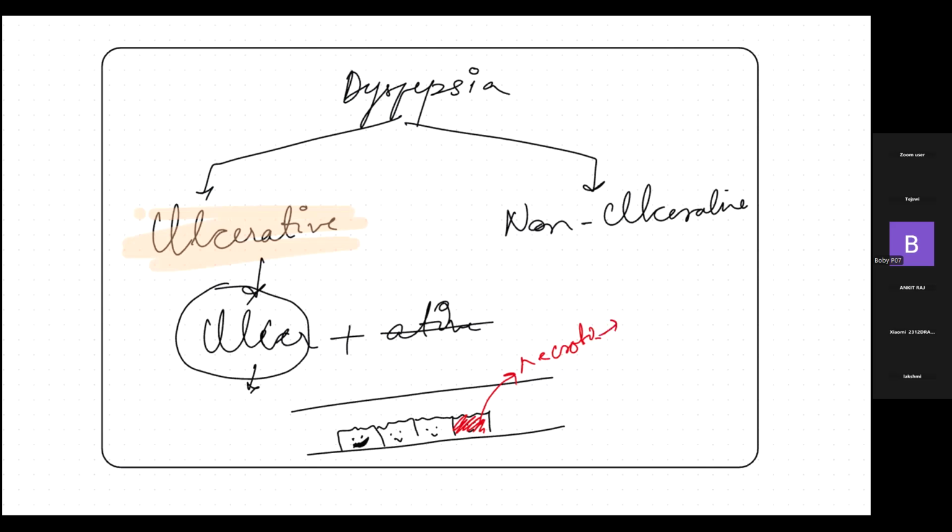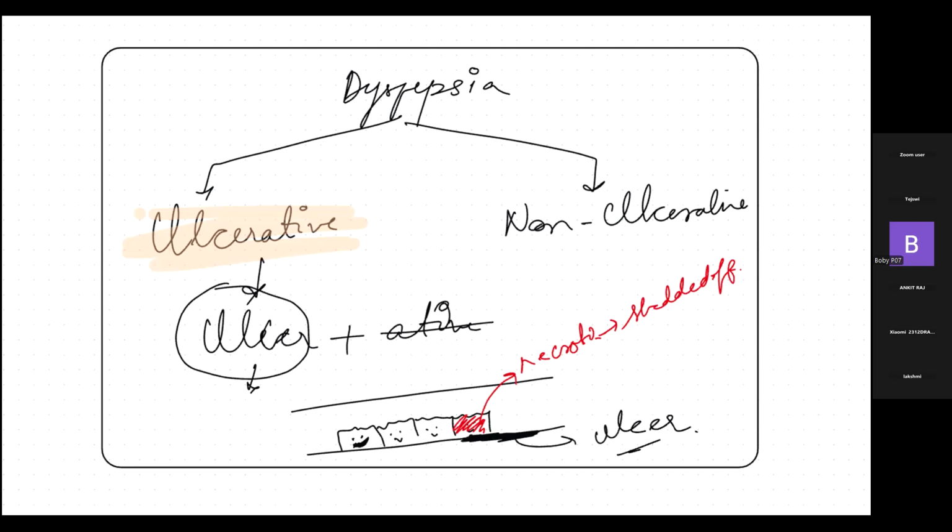Once this cell gets shed off, what will happen? There will be a gap left, isn't it? So let's suppose a gap was created when it went. This particular place is now an ulcer. Okay, I hope that this is clear.